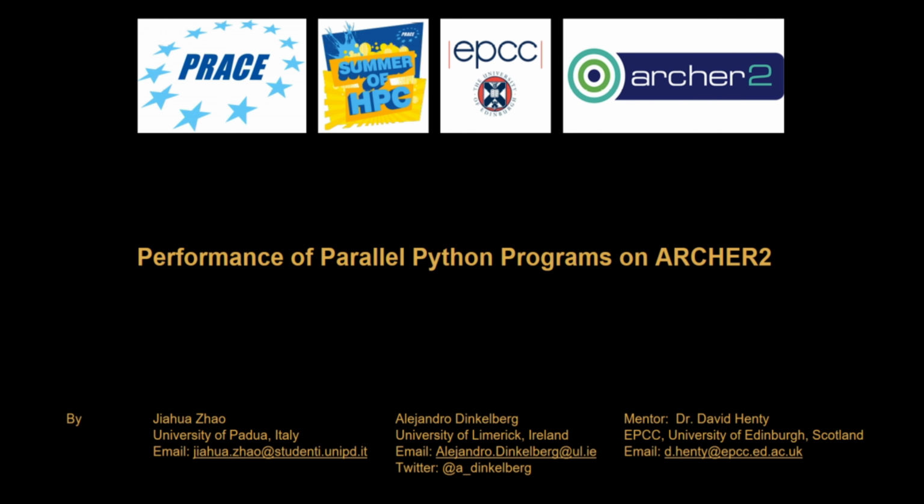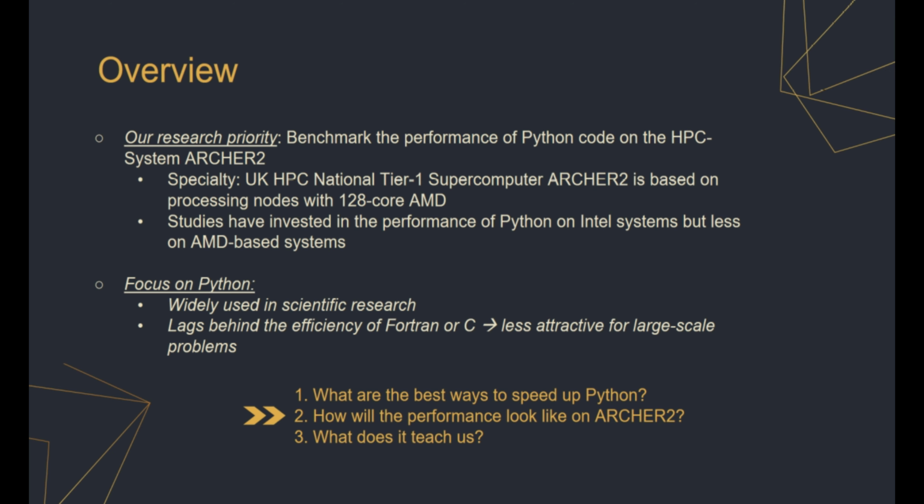Welcome to our Summer of HPC program, Performance of Parallel Python Programs on ARCHER2. With the help of the EPCC, we use HPC systems Osiris and ARCHER2 to investigate different performances of Python code. We mainly focus on ARCHER2, which is built on 128 AMD cores. Studies investigated performance improvements on Intel systems, but they're rare on AMD systems.